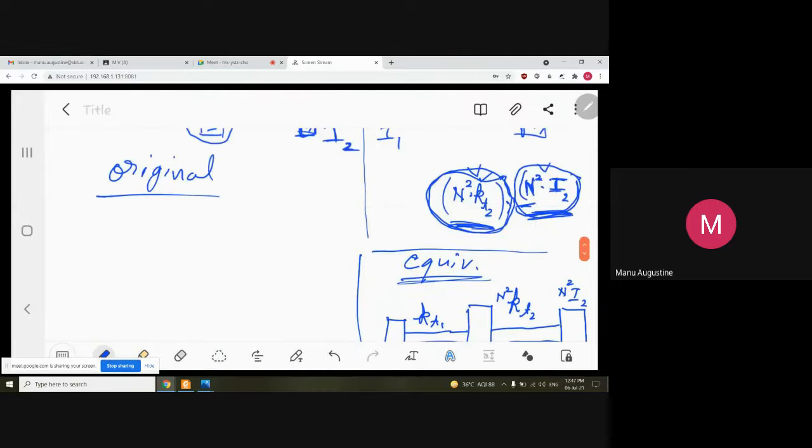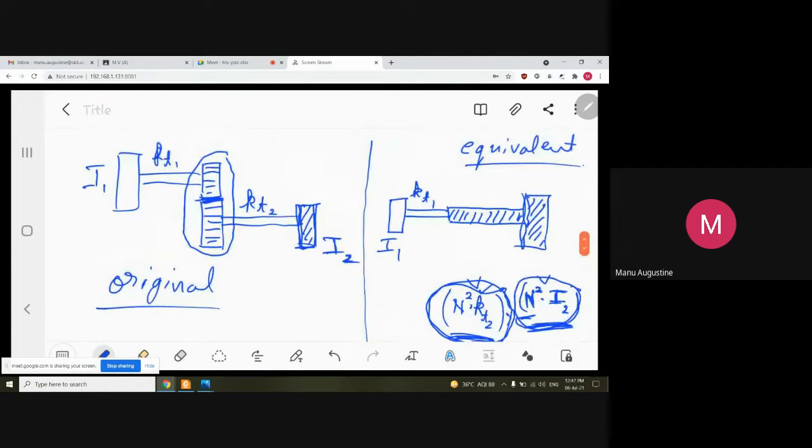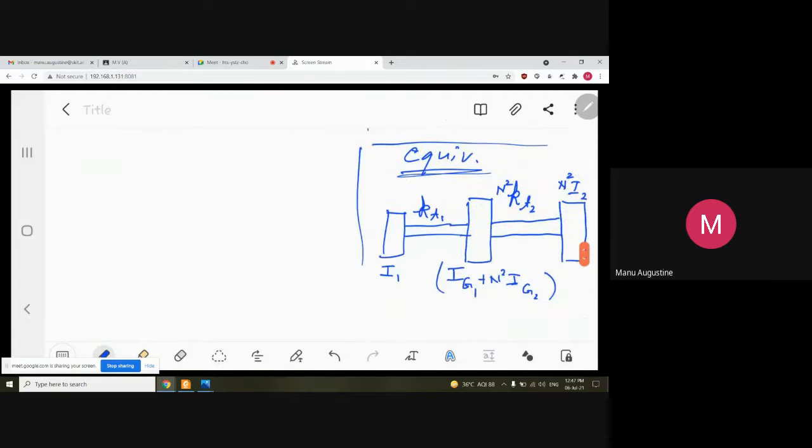So just have a look. Equivalent system to be constructed from the same original system. When inertia of gears is ignored, you get a 2 degree of freedom system. When inertia of gears is considered, you get a 3 degree of freedom system. Now you see there are three inertia elements: first inertia element, second inertia element, third inertia element. This is how you convert the system.